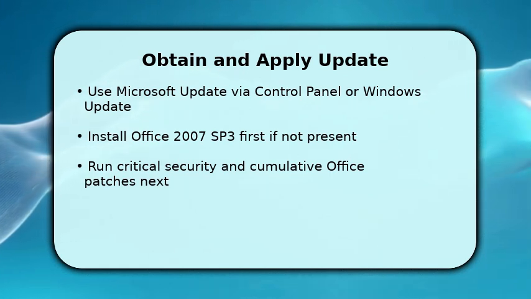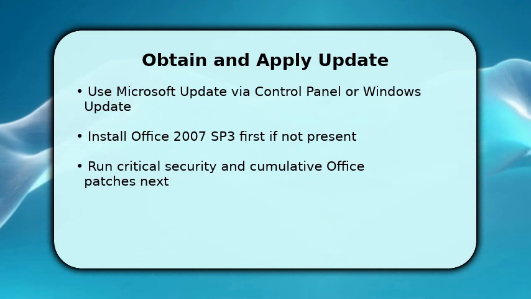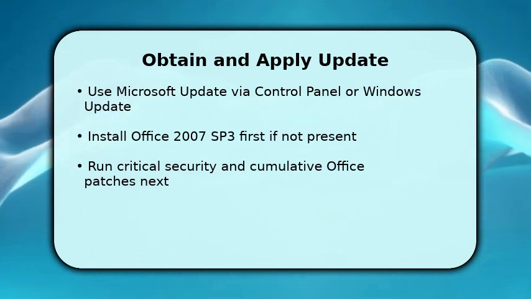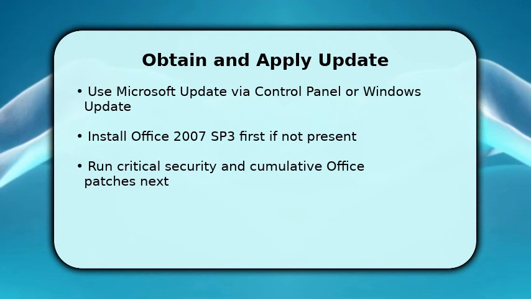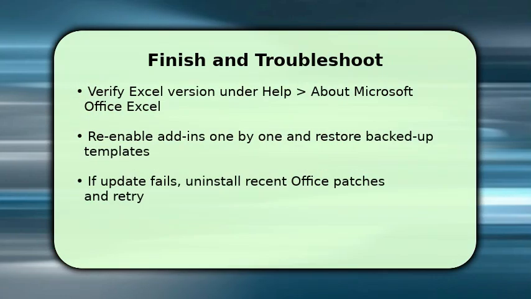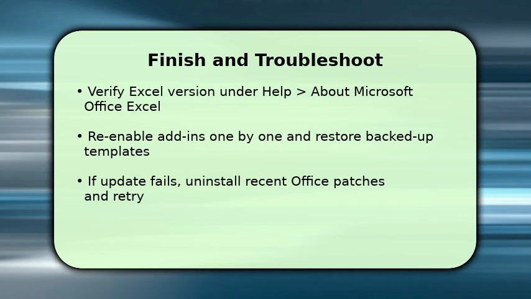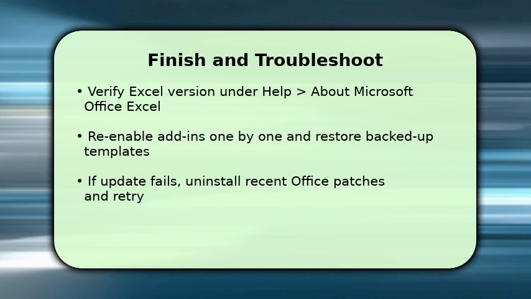Restart when prompted. Make sure automatic updates remain off until you confirm the system stays stable to avoid mid-update interruptions. To finish, open Excel and check Help About to confirm the new build number and SP level. Once confirmed, re-enable add-ins one at a time and restore custom templates to ensure compatibility. This narrows down any extension causing issues.